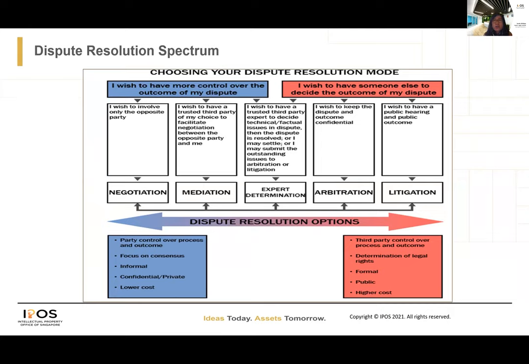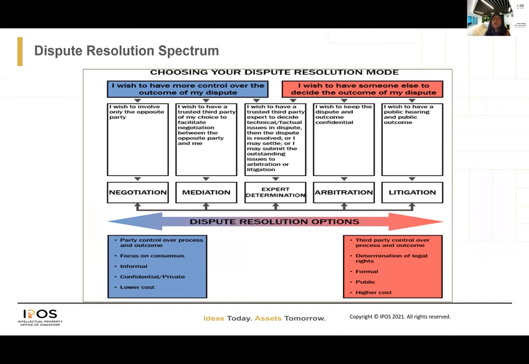Right in the middle, if you see the screen, is expert determination. The reason why it is right in the middle is that you can appoint an expert to determine just a specific technical issue within your dispute. This is very useful, for example, in patent disputes, which tend to be very technical in nature. So this third party is only authorized to settle that particular technical part of the dispute and not the whole dispute. And depending on the agreement, the outcome of the expert determination can be binding or non-binding on the parties.